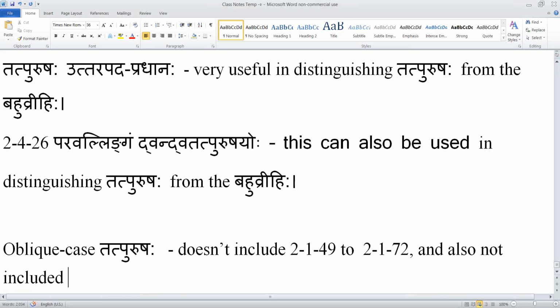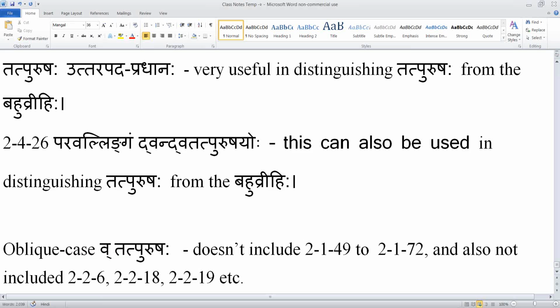Special samasas like, you know, 2.2.6, Nyantat Purusha, and 2.2.18, 2.2.19. Again, we'll go through all this in detail in coming classes. So don't worry, I'm just giving you a general idea, 2.2.18, etc. These are also included in that. Otherwise, the remaining ones are going to be in that section called the Vyadhikarana Tatpurusha.